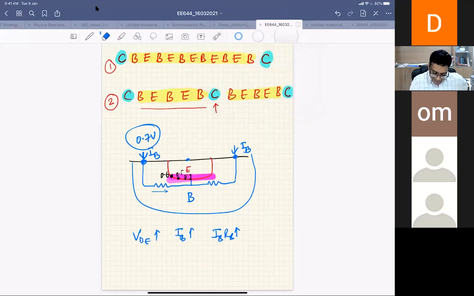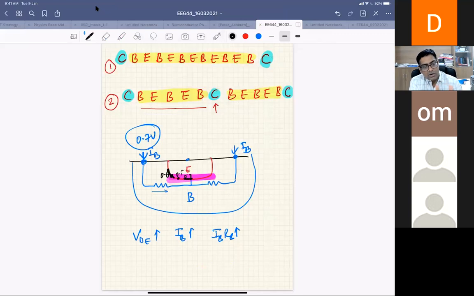That means this side of the emitter is highly forward biased compared to this side. That means more current will flow where it is more forward biased. So your emitter is not uniformly forward biased over the emitter area. Some part is very highly forward biased, some part is very lowly forward biased. So the current will crowd in the region where it is heavily forward biased, so most of the current is flowing in that path. That is called emitter crowding.